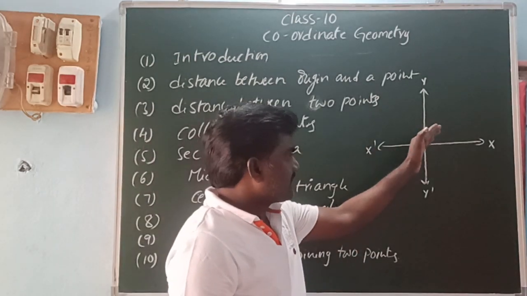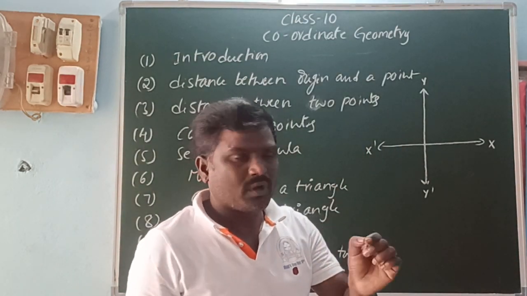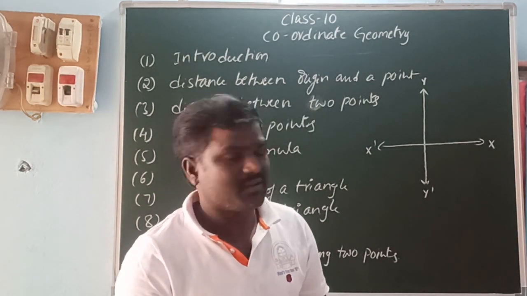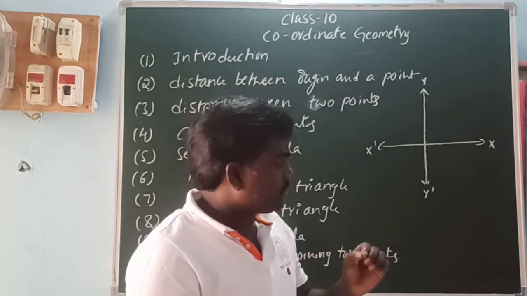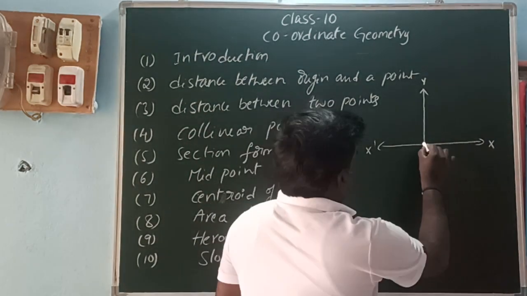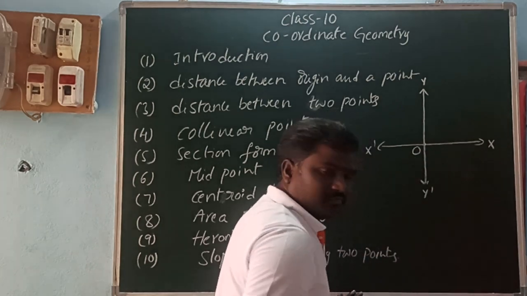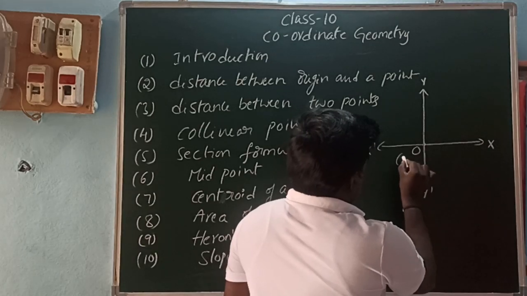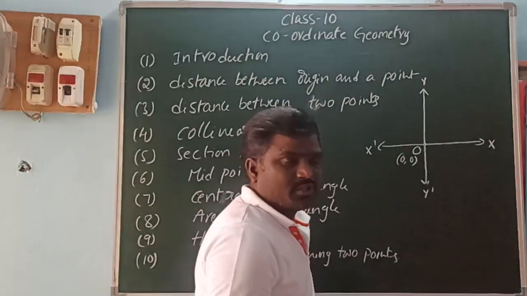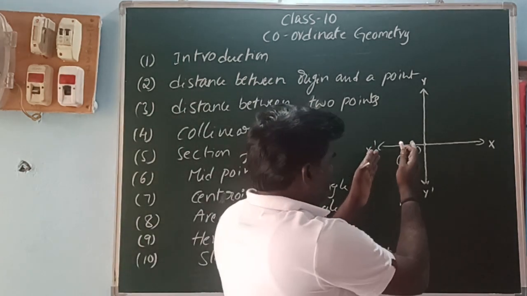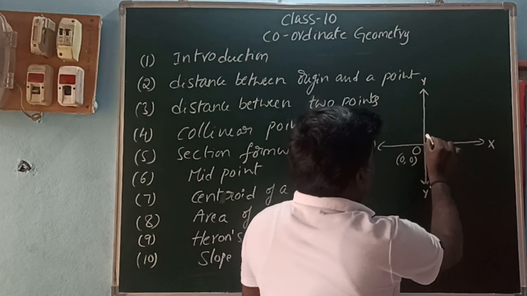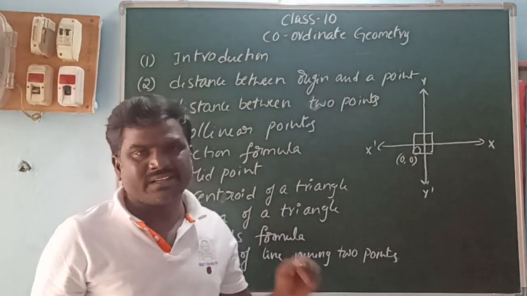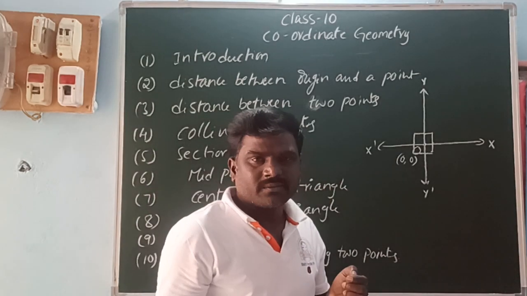The x-axis and y-axis intersect at one point. That point of intersection in a plane surface is called the origin. The origin is denoted by O, and its ordered pair is (0, 0). When the two axes meet at one point, the angle is 90 degrees.